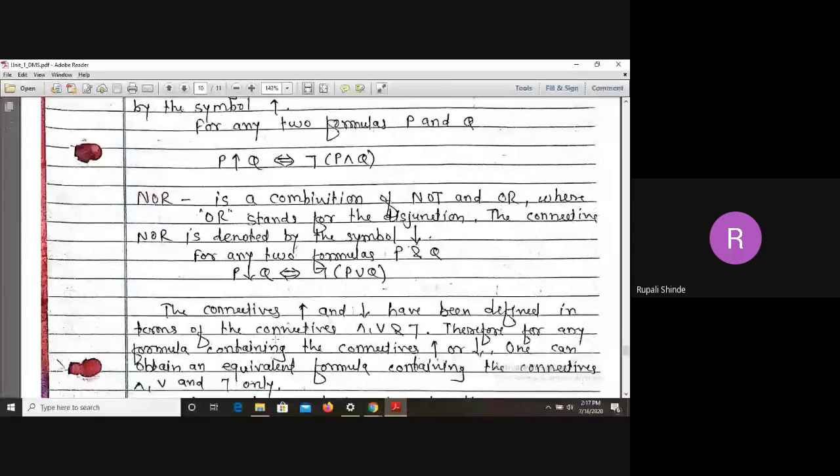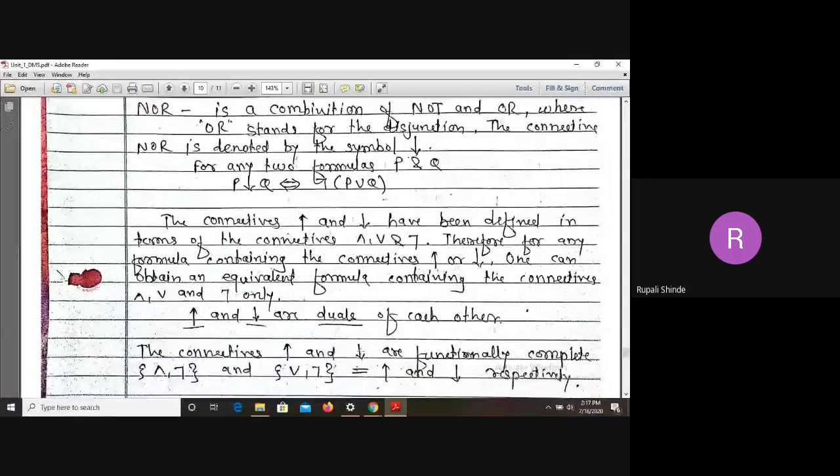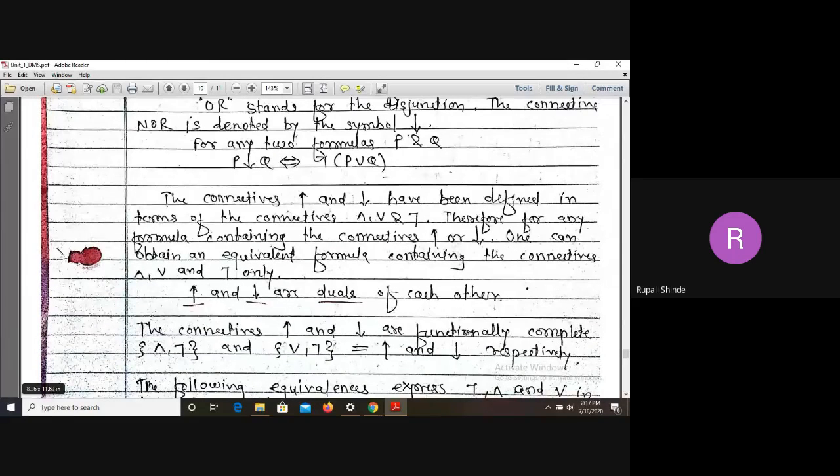Again, here we can say that NAND and NOR are duals of each other. We have seen that the sets {conjunction, negation} and {disjunction, negation} are functionally complete sets of connectives. What is the meaning of AND and negation? This is NAND only, and OR and negation is NOR only.